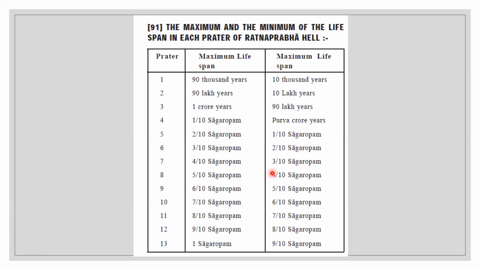In the third Pratar, the minimum Ayushya is 90 lakh years, maximum Ayushya is 1 crore years. And if you go down, the 13th Pratar, the minimum Ayushya is 9/10 of a Sagarupam and maximum Ayushya is 1 Sagarupam. So if you just look at the first Narkavas, the minimum Ayushya is 10,000 years and maximum Ayushya is 1 Sagarupam. But again, they have got 13 different places where the Jeeves can be born in the first Narkavas.